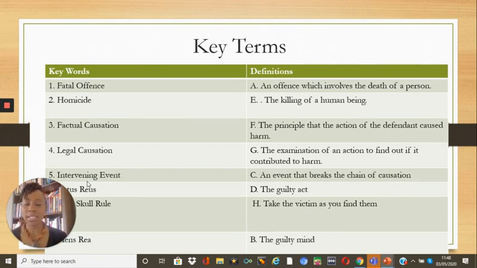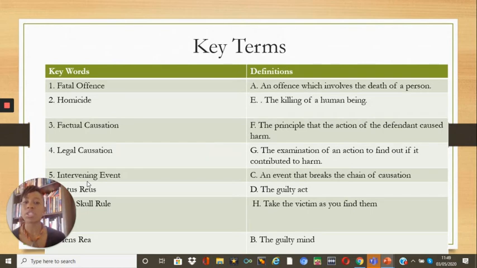So number one, fatal offense. I gave you this one, so you shouldn't be cheering too much about getting this one right. I told you fatal offense is an offense which involves the death of a person. So you have 1A. Number two is homicide. That's the killing of a human being. So 2E. 3 is factual causation, and that's the principle that the action of the defendant caused harm.